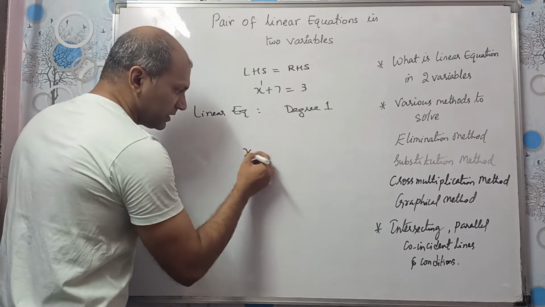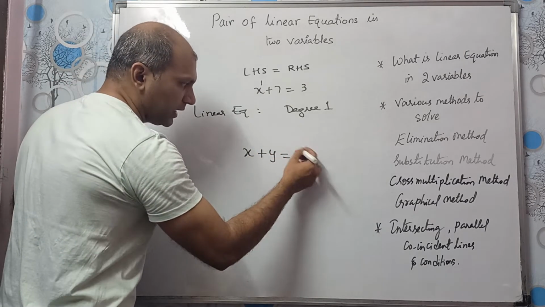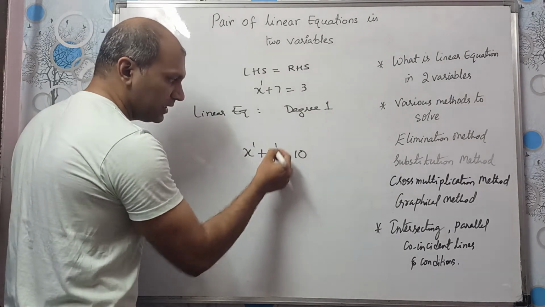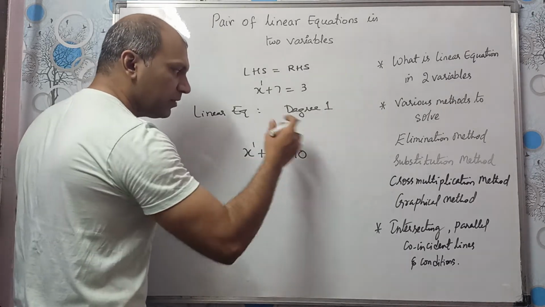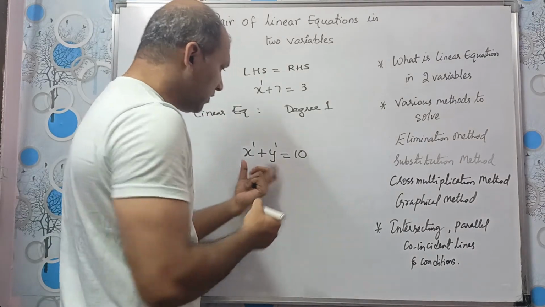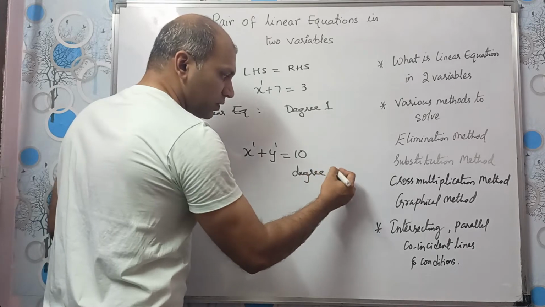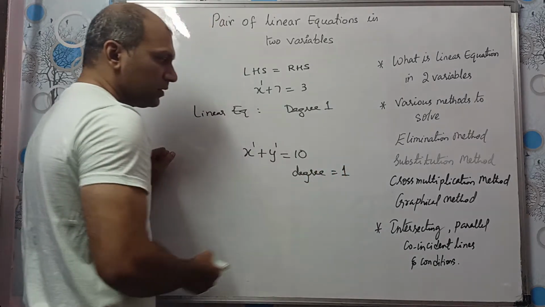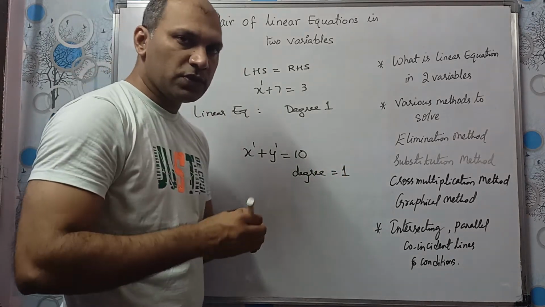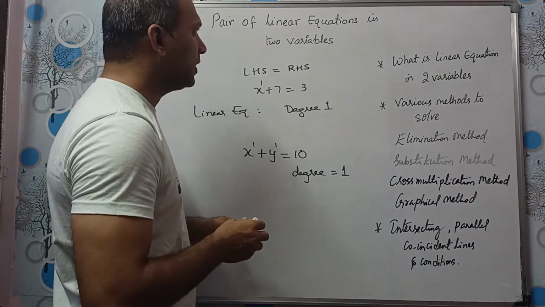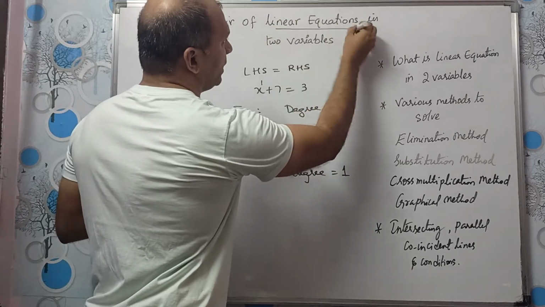And let us say we have x plus y is equal to 10. What is the degree? See the power, here it is 1, here it is 1, right? So highest power is the degree, right? So what is the degree of this equation? Degree of this equation is also equal to 1. So equations whose degree is 1 is called as a linear equation. Okay, so we have studied what a linear equation is.